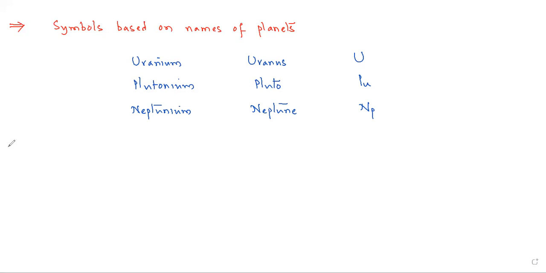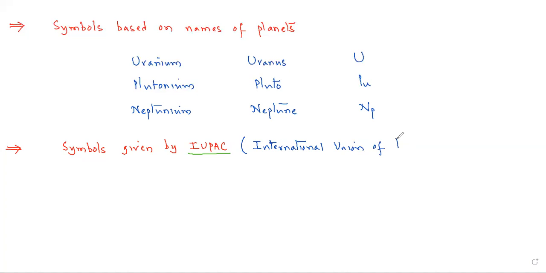Yes. Now, the most important symbol given by IUPAC, very important. Let me give you some basic information on this. IUPAC stands for International Union of Pure and Applied Chemistry. You can also say that it is International Union of Pure and Applied Chemists. It is a union of chemists, right?